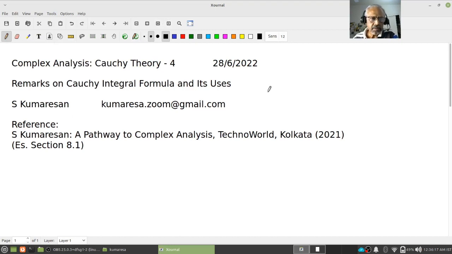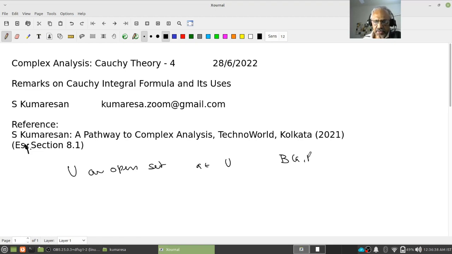So let us start. What did we do? We had U, an open set, and fix a point a in U. Look for an R such that the closed ball B-bar(a, R) is contained in U, and look at gamma_r(t) equal to a plus r e to the power i t, with 0 less than r less than capital R and 0 less than or equal to t less than or equal to 2 pi.